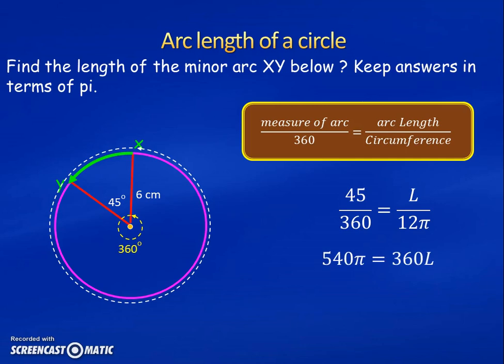So 540 pi equals 360 L. Divide by 360 and we get 3 halves, or 3 pi over 2. And that is our arc length. And we're going to leave it in terms of pi just because it's easier than the decimal.